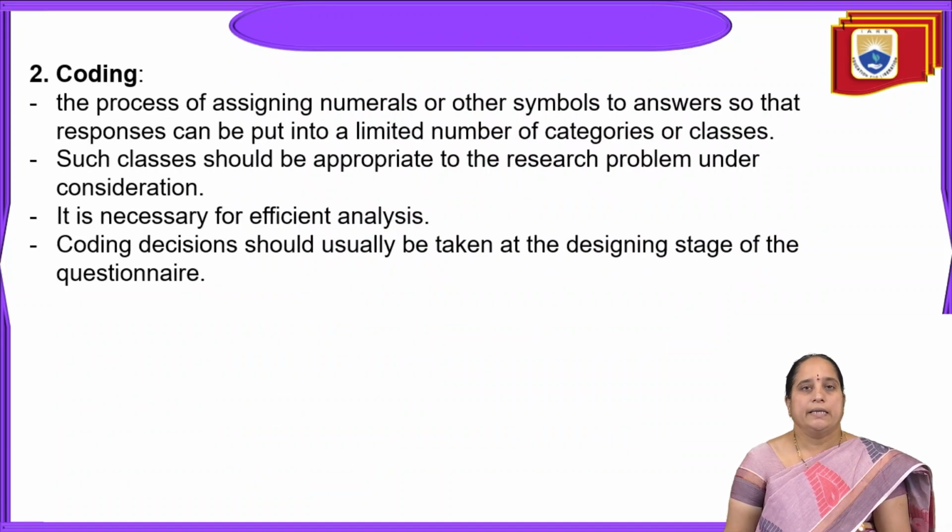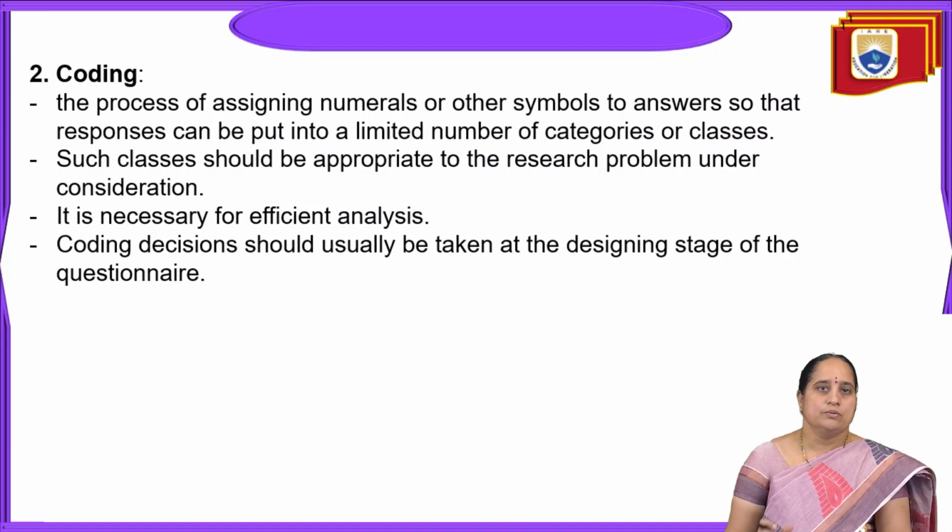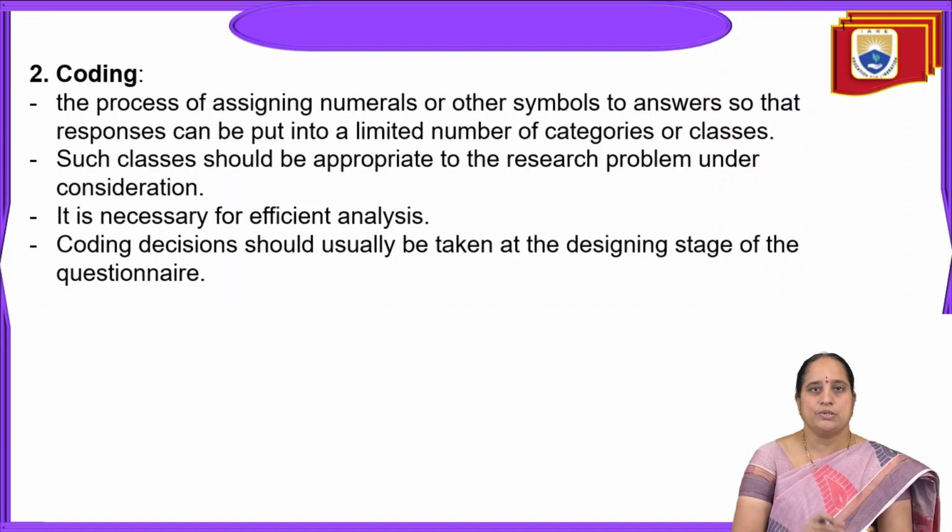And the next step is coding. After editing, the second step is coding. Coding is the process of assigning numerals or other symbols to answers so that responses can be put into a limited number of categories or classes. Such classes should be appropriate to the research problem under consideration. So it is necessary for efficient analysis. See, if you give codes, it will be very easy for the researcher to refer to the data just by looking at the codes. So coding decisions should usually be taken at the designing stage of the questionnaire.